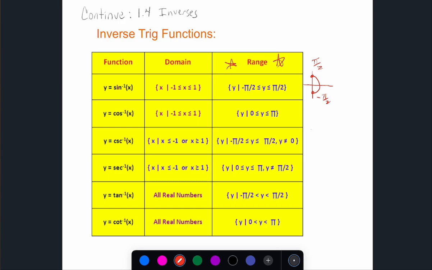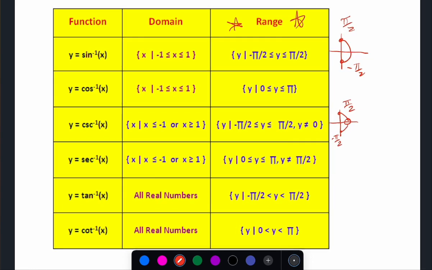Now let's look at the ones that follow that same pattern. Cosecant. But what is cosecant missing? What value does the cosecant not include? It doesn't include 0, does it? Why? Well, we can't take 1 over 0. It's undefined. So it's going to be the same exact values we're thinking about. The answers are going to be anything from negative pi over 2 to positive pi over 2 without 0. 0 won't be included.